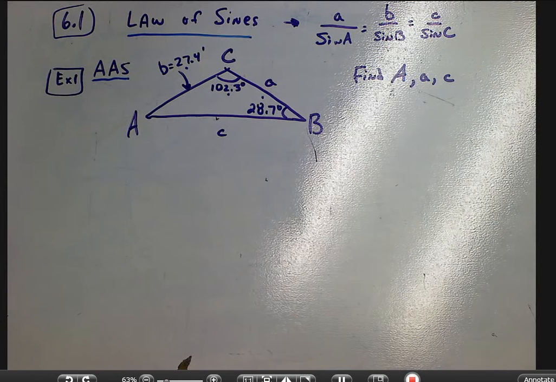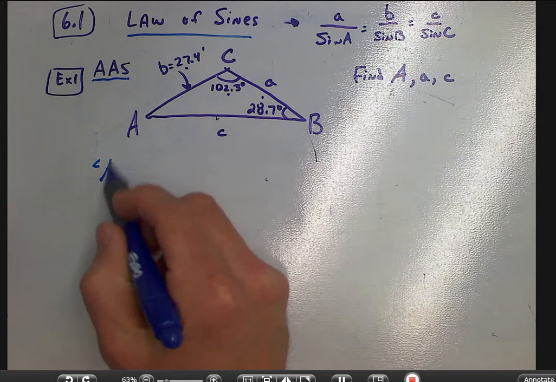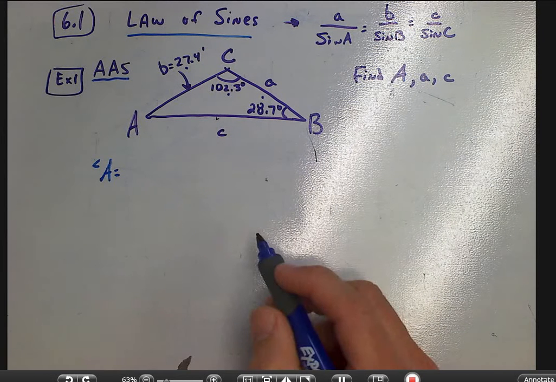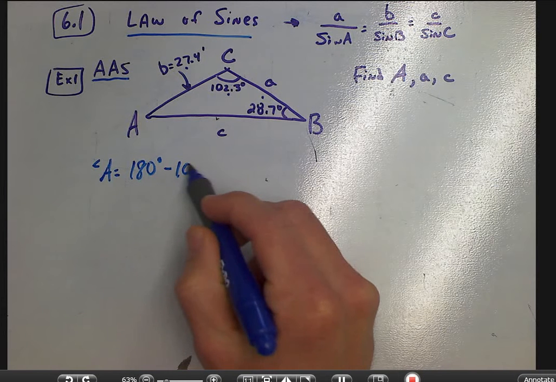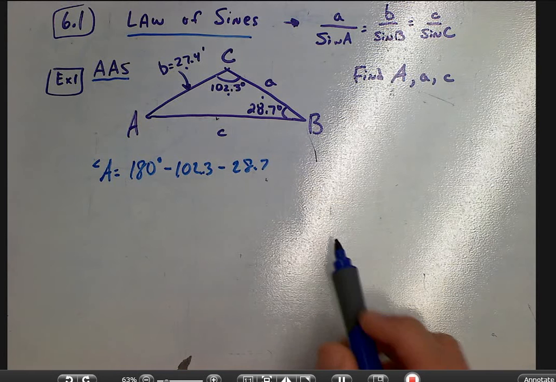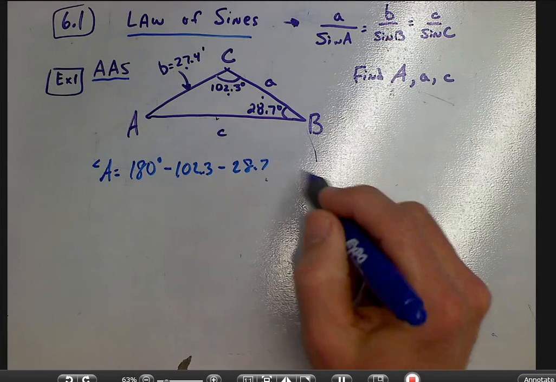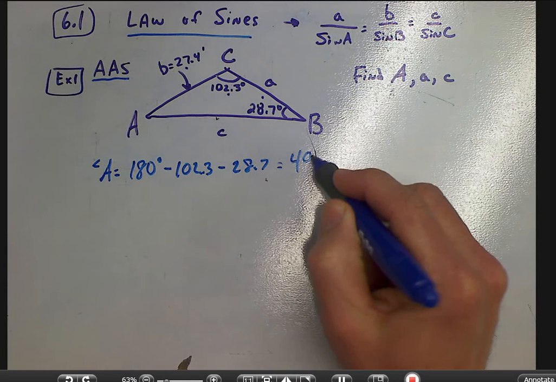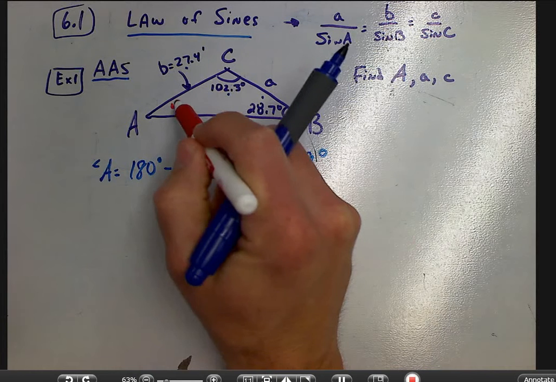It shows here, first thing I'm going to do is, since I have two angles, I'm going to find angle A. Angle A is going to be solved by taking 180 degrees, and I'm going to subtract 102.3, and I'm going to subtract 28.7. I do this because all three angles have to add up to 180 degrees, so by doing this I find angle A to be 49 degrees. Okay, so that's one of the unknowns. Angle A, 49 degrees. So I'll put a little 49 here, knowing that I've now found it.